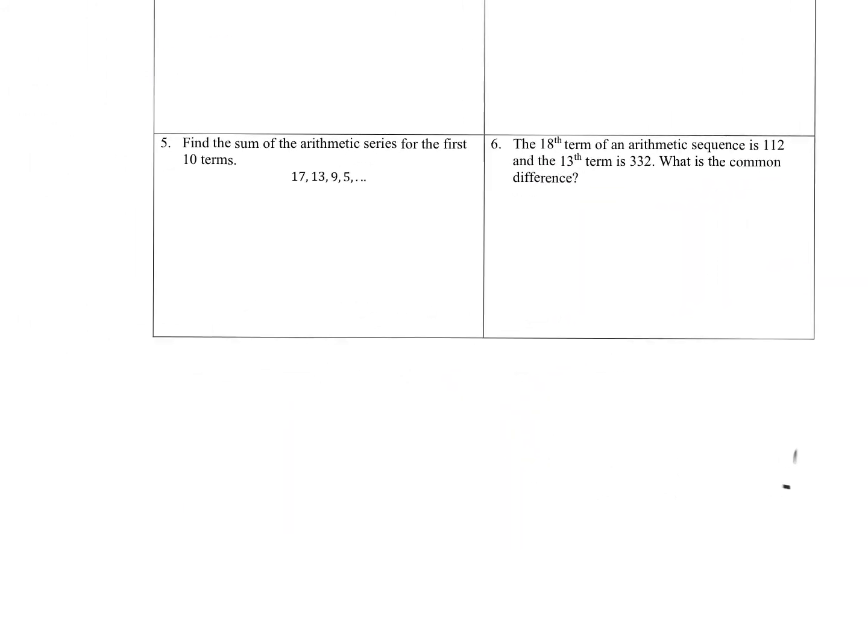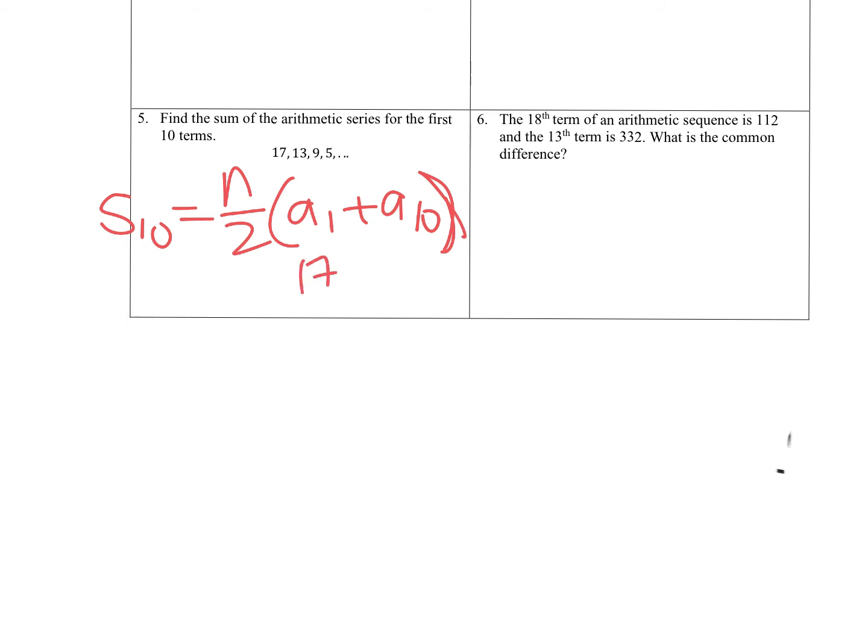Okay, number 5. Find the sum of the arithmetic series for the first 10 terms. So we are going to do, let's see, we want the 10 terms, right? So it's going to be n over 2 times a sub 1 plus a sub 10. We know that the first term is 17, right? We don't know the 10th term. We know we want 10 terms, but again, we don't know that 10th term, so let's find that first.